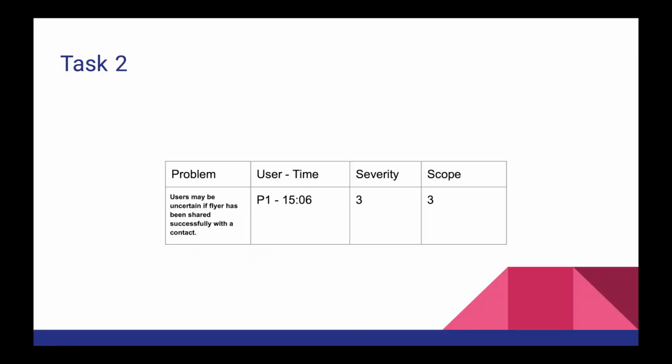Next, we have task 2, share events. We had 1 problem with this, which was that users may be uncertain if flyers have been shared successfully. This was a severity scope of 3, and there was only 1 user that had that issue. So here's the video of that.